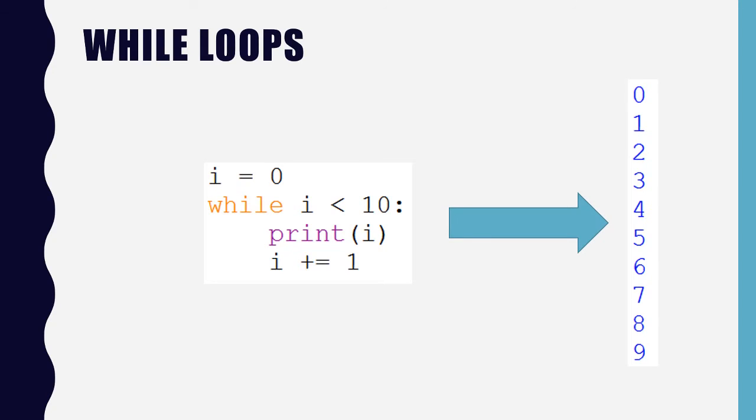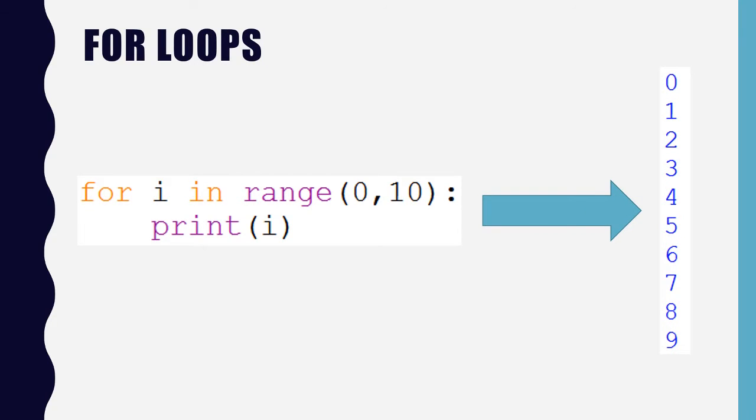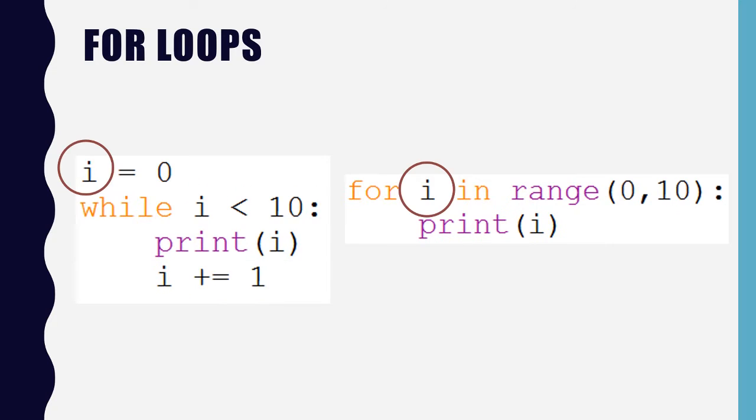We could also write a while loop that has nothing to do with user input. For example, we could start i equals 0, and as long as i is less than 10, we'll print it out and increment it by 1. So that prints out the numbers 0 through 9, but there's a much better way to do this, and that's where for loops come in. This is a for loop that does the exact same thing, and let's look at the while loop and the for loop side by side to see their differences.